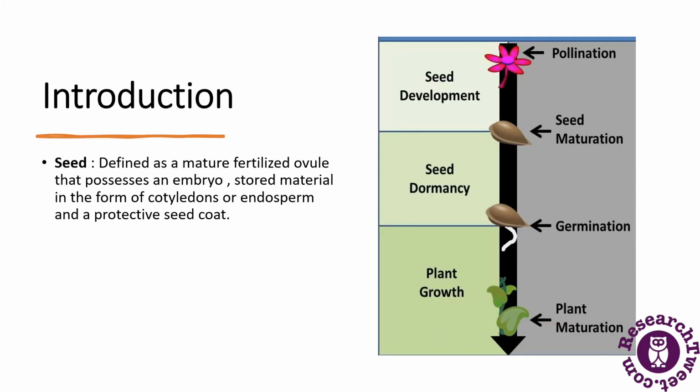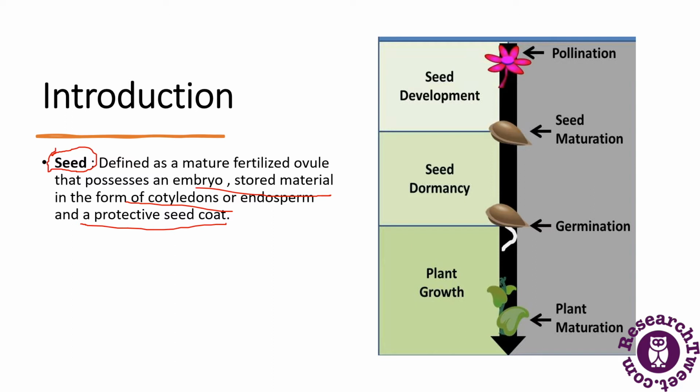So let's get started with the first slide of the introduction part. Introduction starts with the seed. What is a seed? A seed is defined as a mature fertilized ovule that possesses an embryo, stored material in the form of cotyledons or endosperm, and a protective seed coat. So this is the definition of the seed.